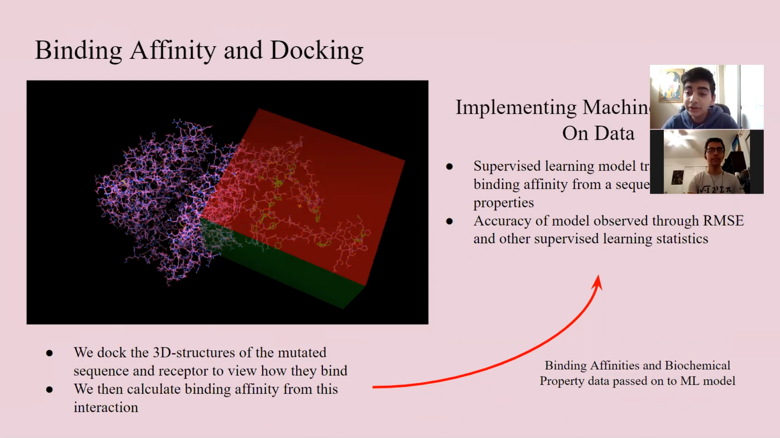We employ multivariate linear regression, among other methods, to train our machine learning model for prediction of binding affinity. The accuracy of our model is given by various statistical outputs, such as the root mean squared error, or RMSE, and our model is trained to optimize this accuracy and be as effective as possible.